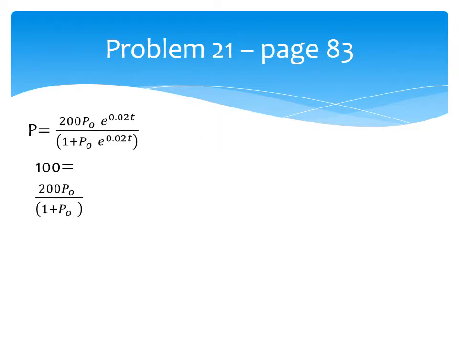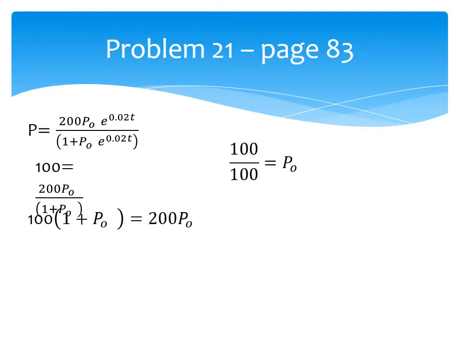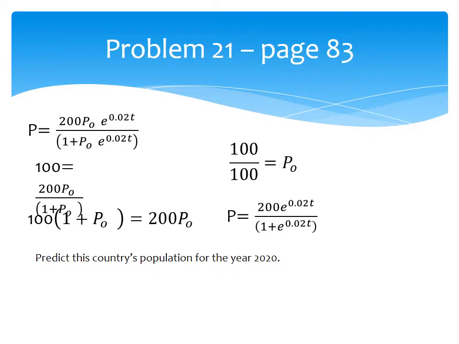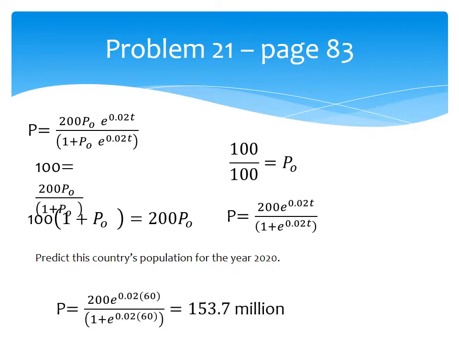So my initial condition says the population at t equals 0 is 100 million. And so now I can solve for P0. If you solve for P0, you find out that P0 is 1. That makes our population model equal to this. And now I got to find out what happens in the year 2020. Well, in the year 2020, that's 60 years from my t equals 0 time. So I plug 60 in for time, and I get the population should be 153.7 million people.